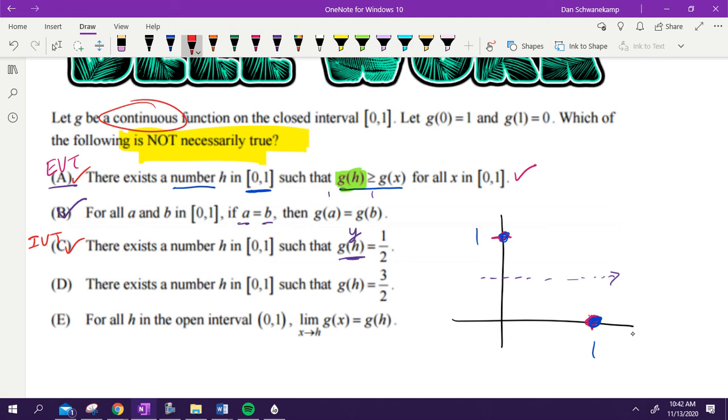There exists a number such that g of h is going to be equal to 3 halves. Do I have to go through 3 halves right here? Nope. I just draw that line right there and I wouldn't go through it. So no, that one's the one that does not have to be true. What about the last one?